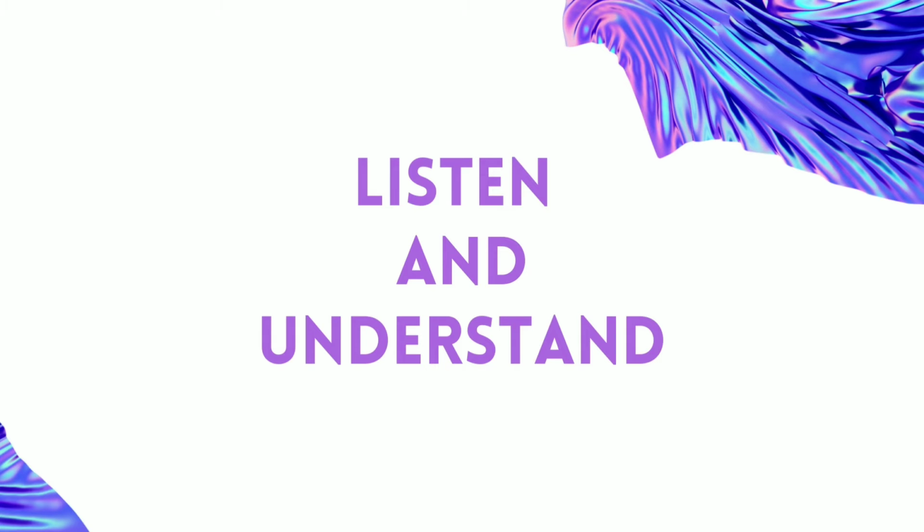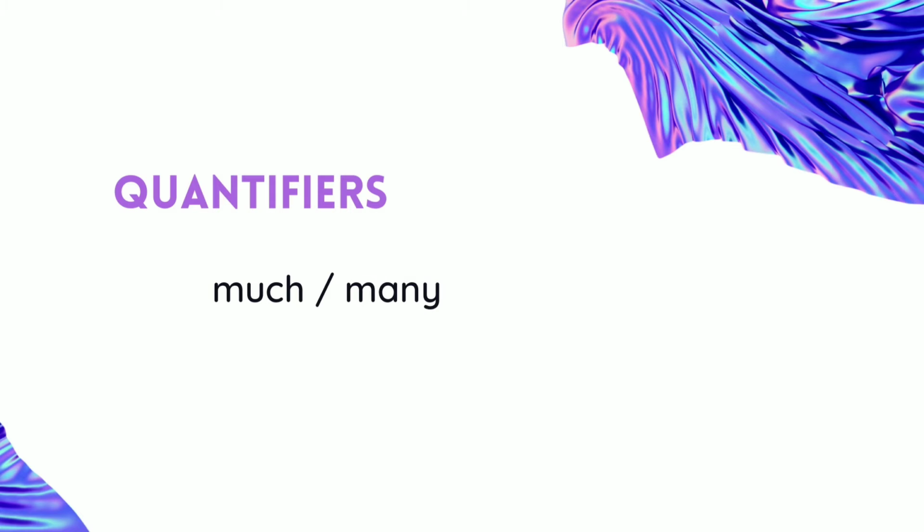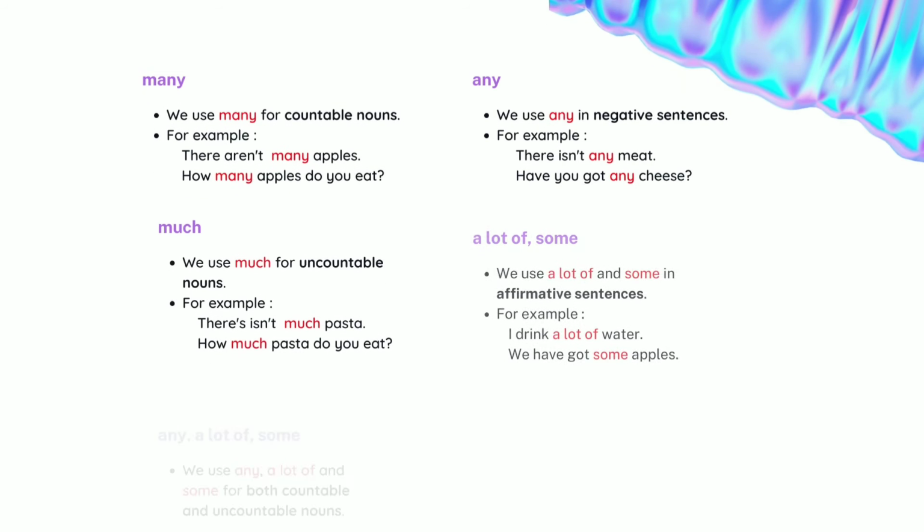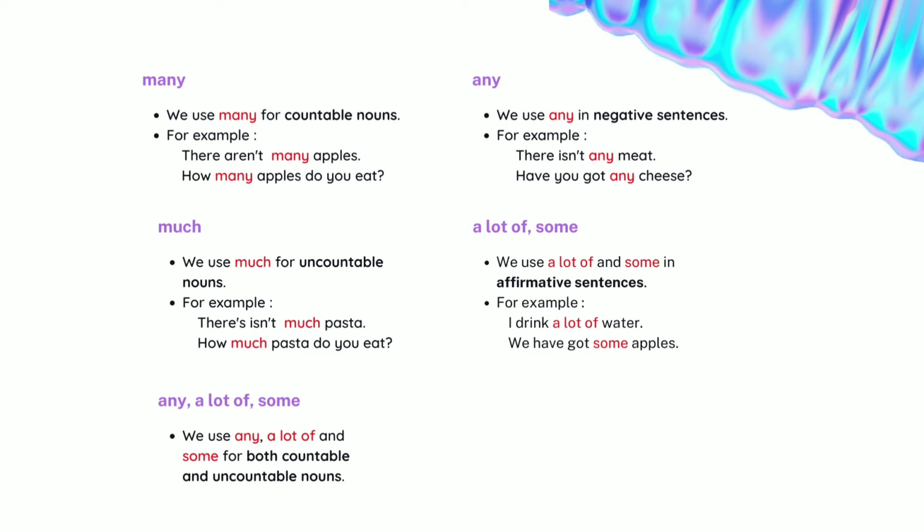Listen and understand. Quantifiers. Much, many, a lot of, any. Many. We use many for countable nouns. For example, there aren't many apples. How many apples do you eat?